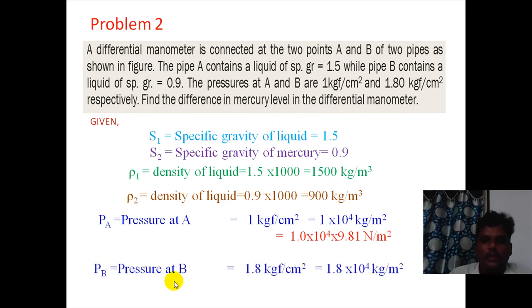Pressure at B is 1.8 kg force per centimeter square, that is 1.8 into 10 power 4. Why? Because I am converting centimeter square into meter square. That's why 10 power 4. Now kgs have been converted into newtons by multiplying with 9.81: 1.8 into 10 power 4 into 9.81 Newton per meter square.